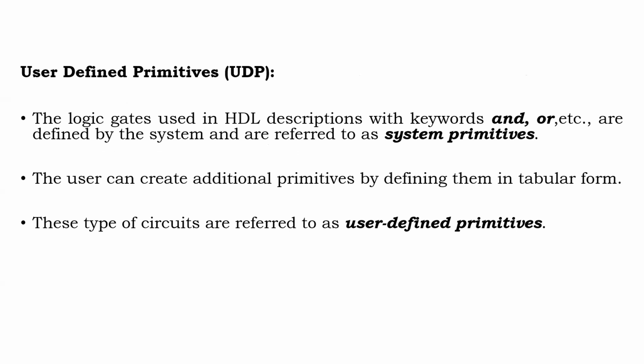Okay, the logic gates used in HDL descriptions with keywords and, or, XOR, XNOR, not are defined by the system and are referred to as system primitives or gate primitives, because those primitives, those keywords, those gates are already predefined by the software. So that's why they are called the system primitives.